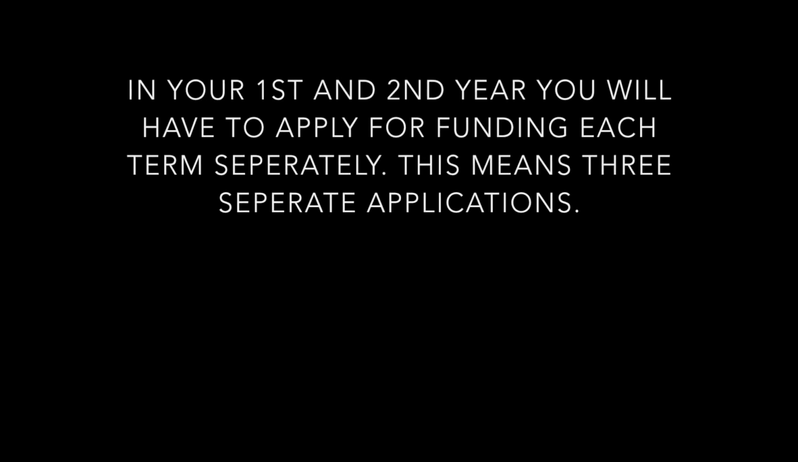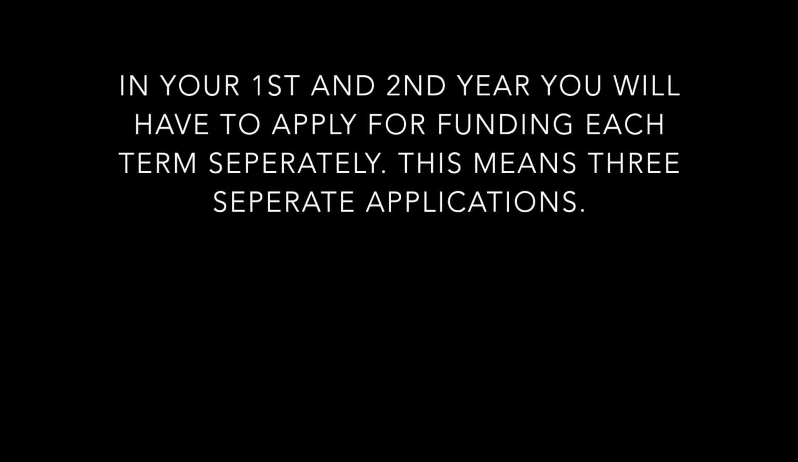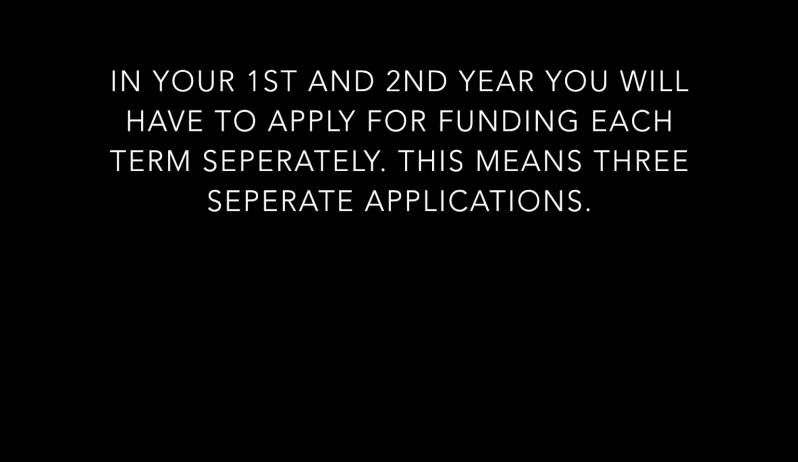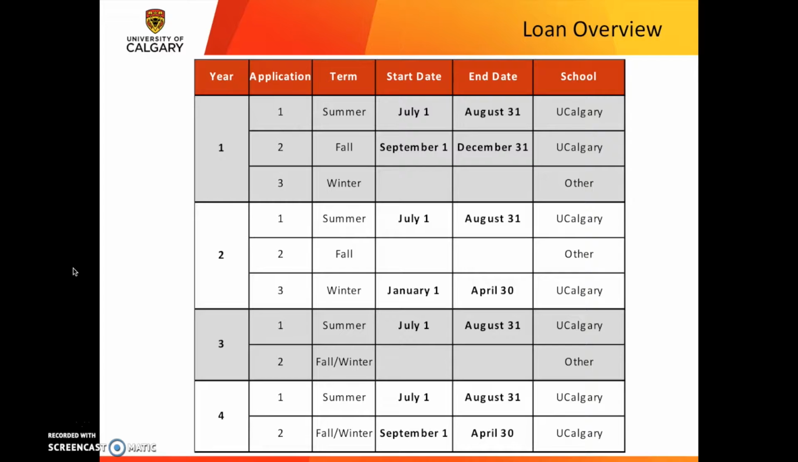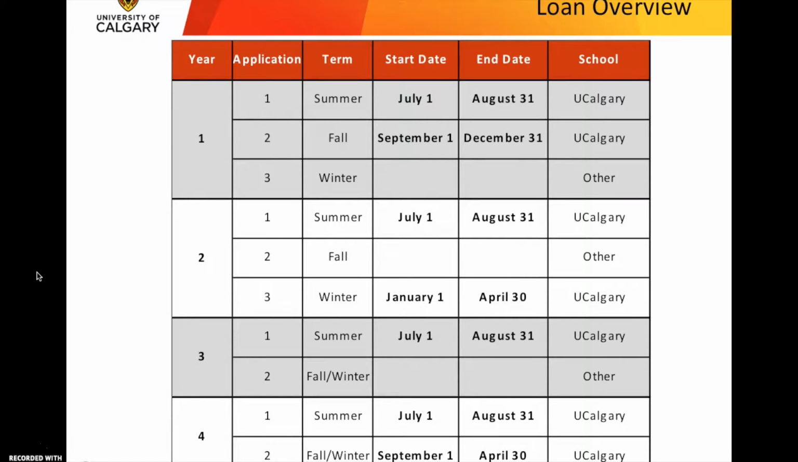In your first and second year, this means you'll need to apply for funding each term separately. This means 3 separate applications. You need to pay specific attention with these separate applications as to which loan application you are using when you apply, as there will always be 2 options available to you. Let's look at this a little bit more specifically for each year of your program.